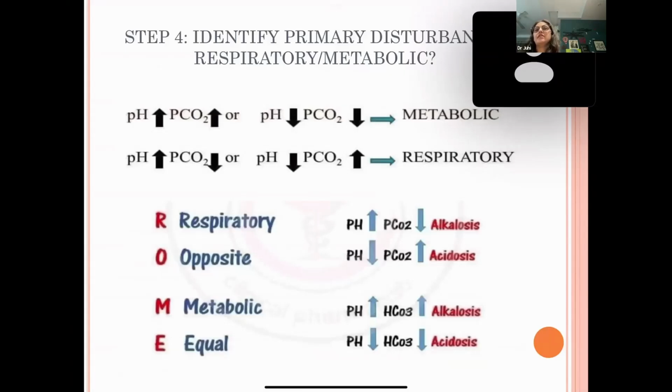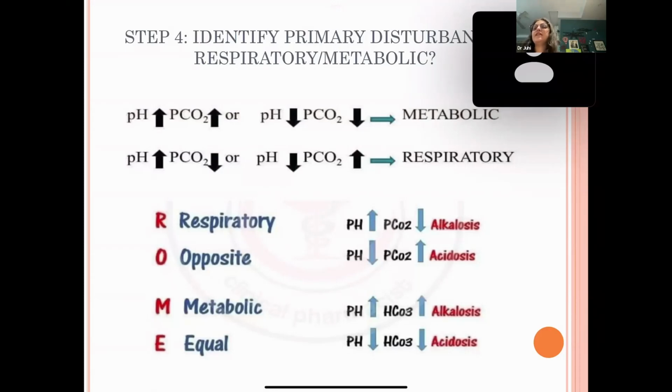Now fourth step, we need to identify what is the primary acid base disorder. How do we see? Just remember a simple mnemonic, ROM. ठीक है, रेस्पिरेटरी ऑपोजिट, मेटाबॉलिक इक्वल. क्या मतलब हुआ? We'll just see two things together, pH and PCO2 levels. If the pH is increasing and PCO2 is increasing, और if the pH is decreasing and PCO2 is also decreasing, मतलब दोनों सेम डायरेक्शन में जा रहे हैं, pH भी कम हो रहा है, PCO2 भी कम हो रहा है, pH ज्यादा हो रहा है, PCO2 भी ज्यादा हो रहा है. If they are going in the same direction, that means the primary disturbance is metabolic.